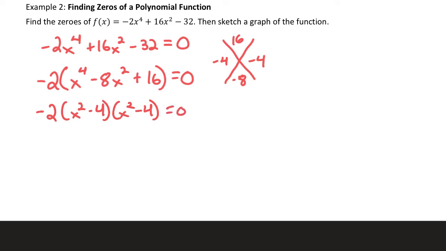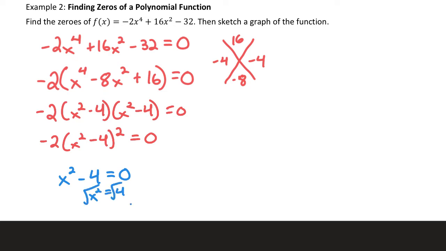And I'm going to set that equal to 0. So to write this a little bit cleaner, it would be x squared minus 4 squared equals 0. So like I said before, we are trying to find what makes this factor 0. So I'm actually finding what makes x squared minus 4 equal to 0. So I set my factor equal to 0. So this becomes x squared equals 4. If I square root both sides, x equals 2 and -2.